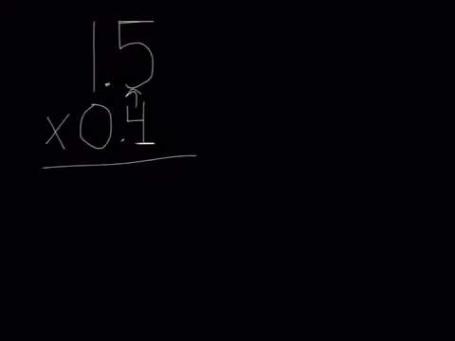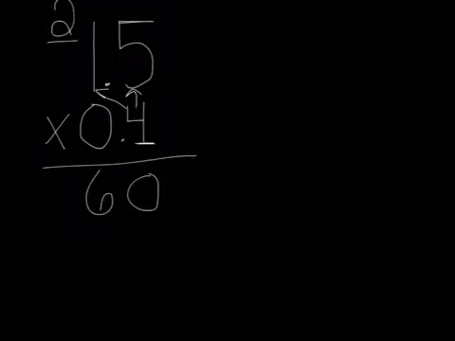So 4 times 5 gives me 20. I write the 0 down and I carry up the 2. And then the next step would be to do 4 times 1. That gives me 4, plus the 2 I had left over gives me 6.